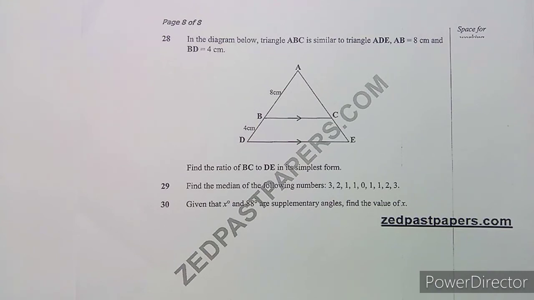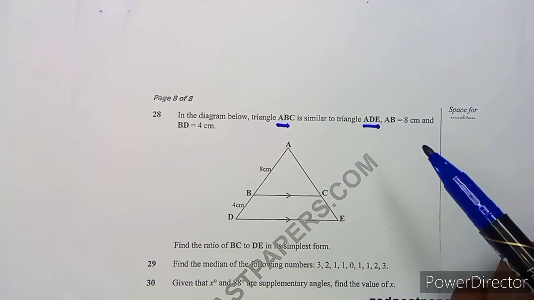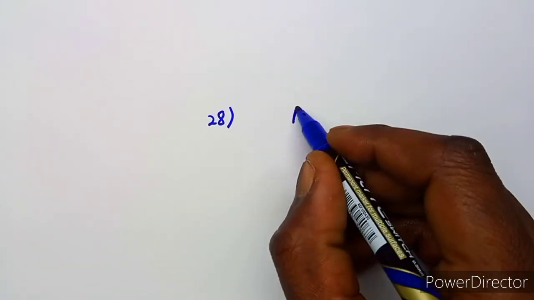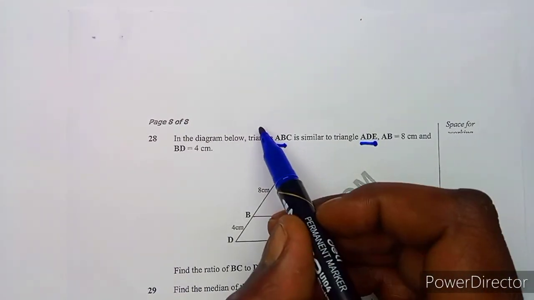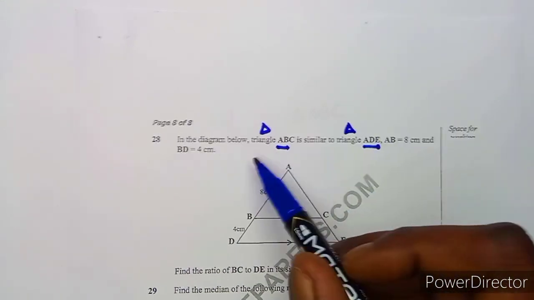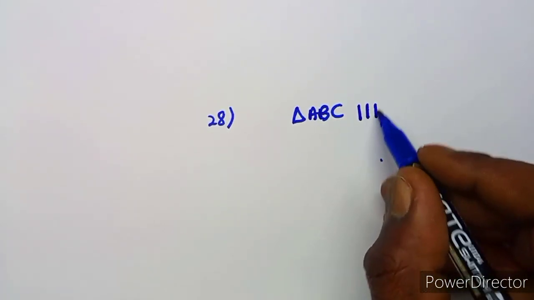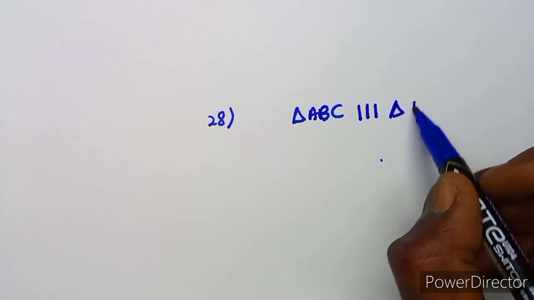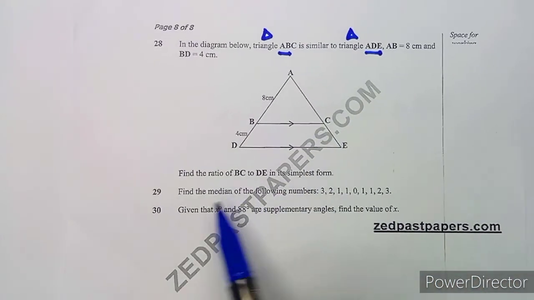In the diagram below is a triangle ABC that is similar to triangle ADE. We are already told, guys, that these two triangles are similar. Triangle ABC is similar to, actually, you know this because of equal angles. So I'm already given that triangle ABC, that's how you indicate a triangle, is similar to triangle ADE. Remember the sign for similarity, like that, to triangle ADE, like that.